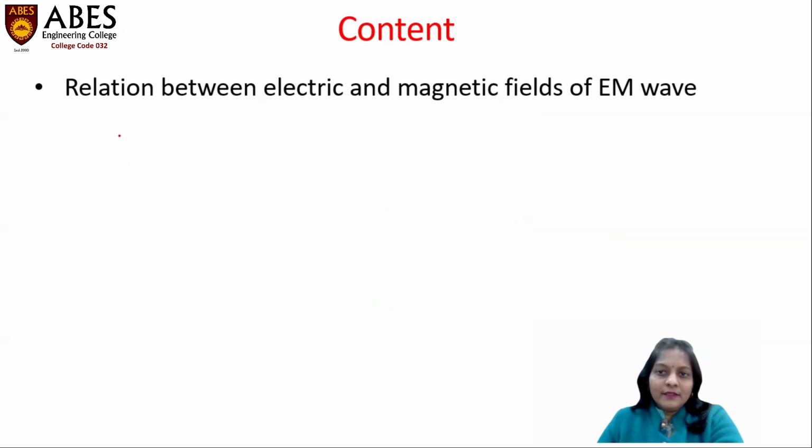Before starting this relation, I will discuss the third property of electromagnetic waves. As we know, an electromagnetic wave has three vectors: first is the electric vector E, the magnetic vector H, and the propagation vector K. The third property of electromagnetic waves is that these three vectors are mutually perpendicular to each other. This is the third property of EM waves, and it is also called orthogonality of EM waves.